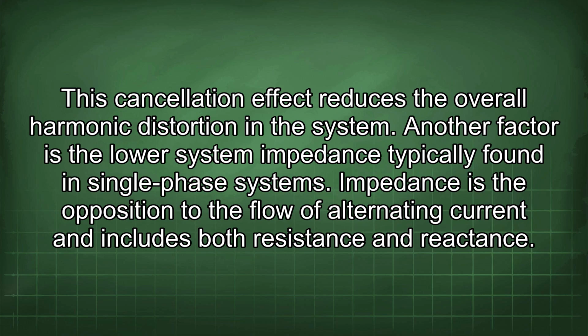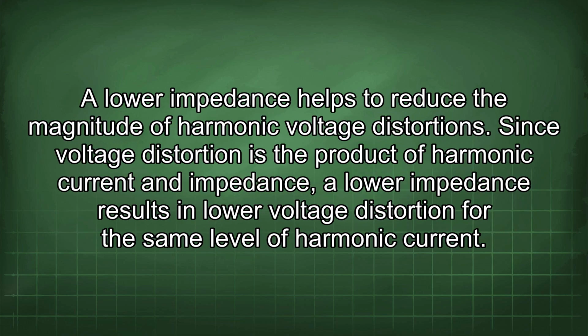This cancellation effect reduces the overall harmonic distortion in the system. Another factor is the lower system impedance typically found in single-phase systems. Impedance is the opposition to the flow of alternating current and includes both resistance and reactance. A lower impedance helps to reduce the magnitude of harmonic voltage distortions. Since voltage distortion is the product of harmonic current and impedance, a lower impedance results in lower voltage distortion for the same level of harmonic current.